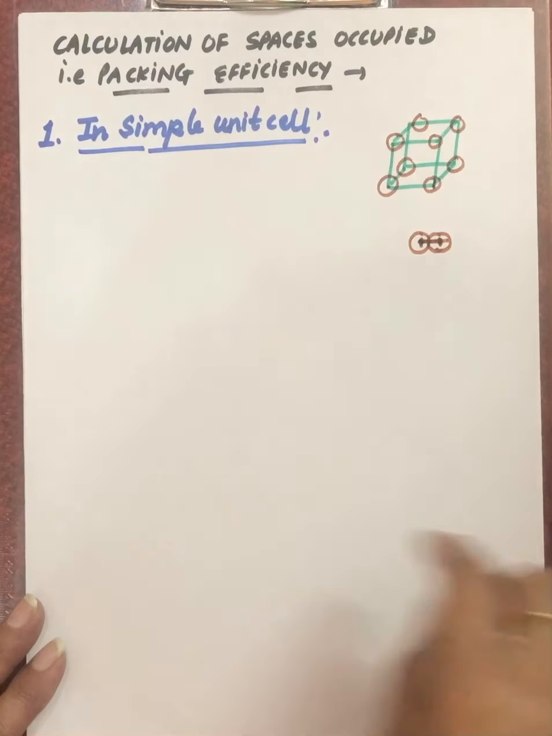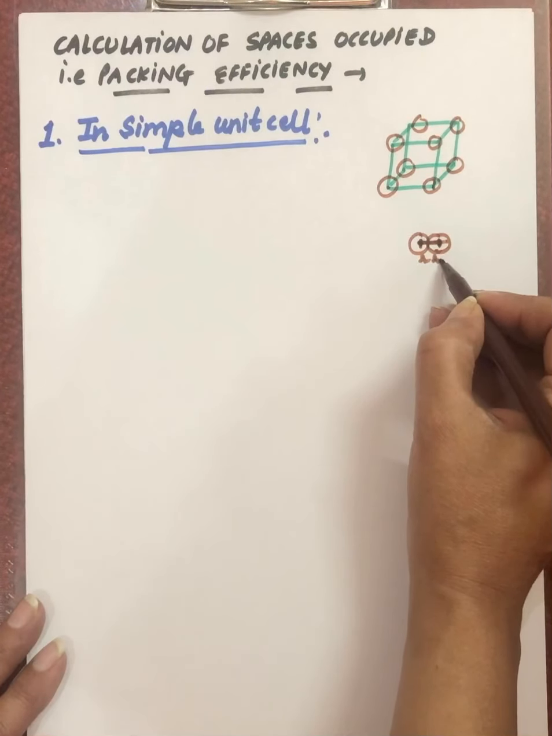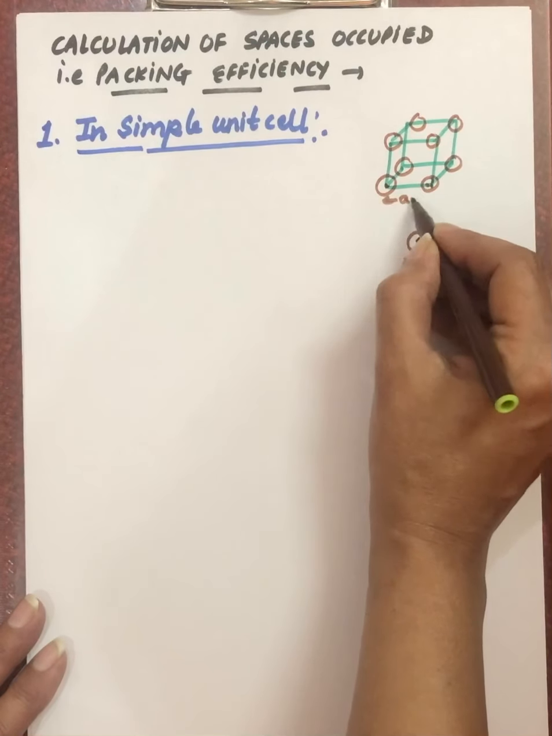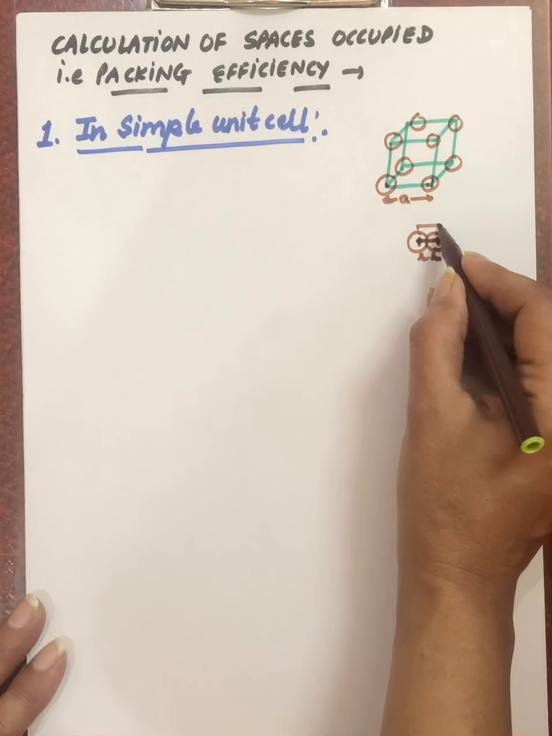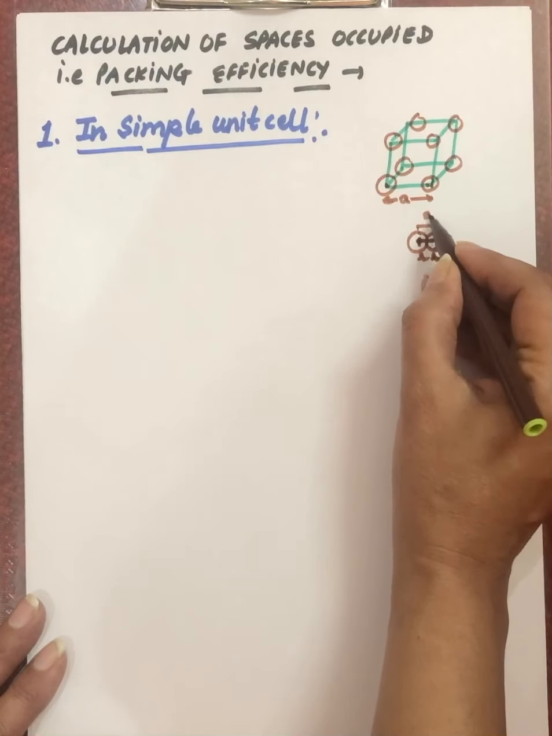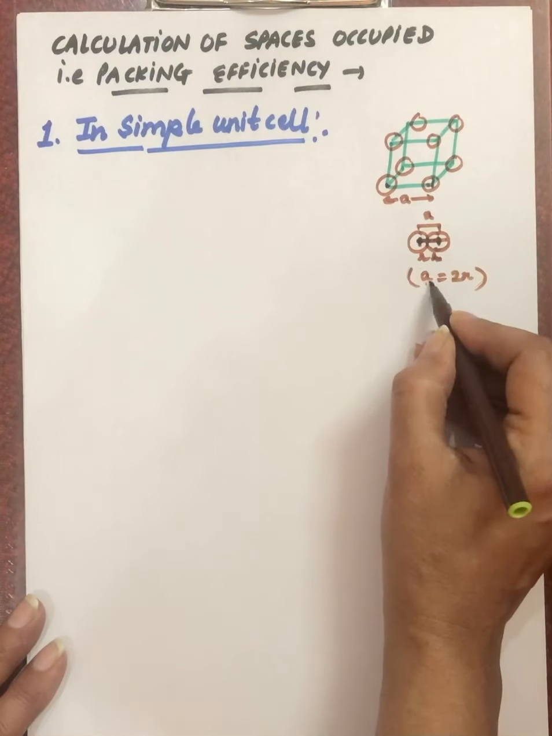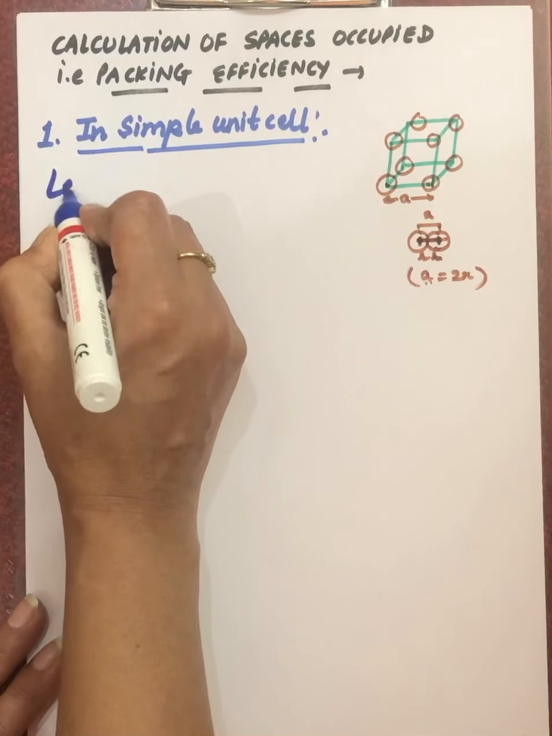The radius of one particle is r, and of the second one is also r, and this is the edge of the unit cell. So when the two particles are touching each other, then this is the edge of the unit cell, and this edge is equal to 2r.